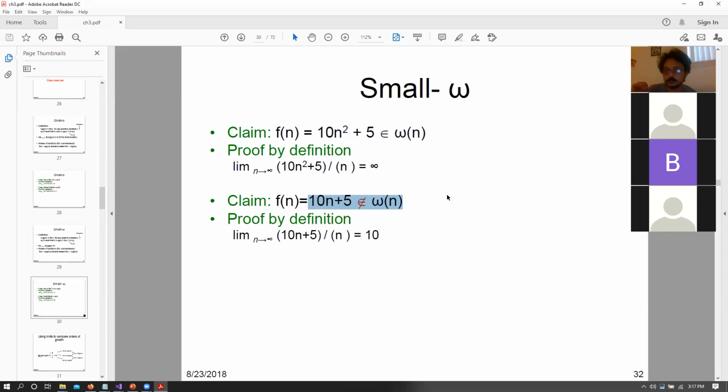So we can also do it using a limit, that is 10n plus 5 divided by n, divide both of them by n, 10 plus 5 by n, that gives you the number 10, right? Because 5 by n goes to 0, we have the number 10, that is not infinity, so it is not little omega. But this would have been fine if it was big omega. But for little omega, it has to be infinite.